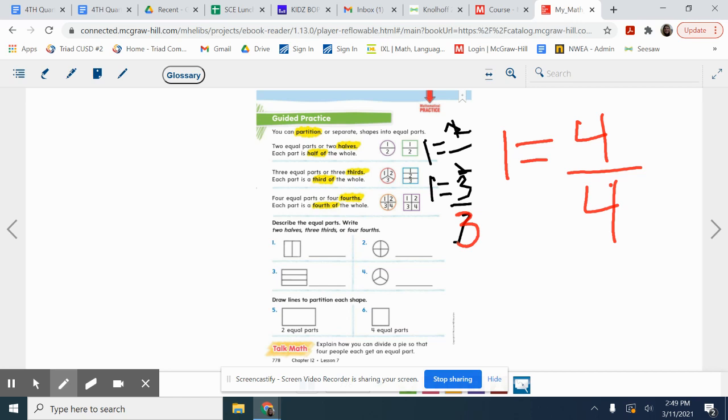All right. So on 1 through 4, we're going to describe equal parts, right? 2 halves, 3/3, or 4/4. So number 1, it broke up into 2. So we would call that 2 halves, and we would write that 2 halves. Okay, number 2 is broke up into 4. So we would write 4/4.